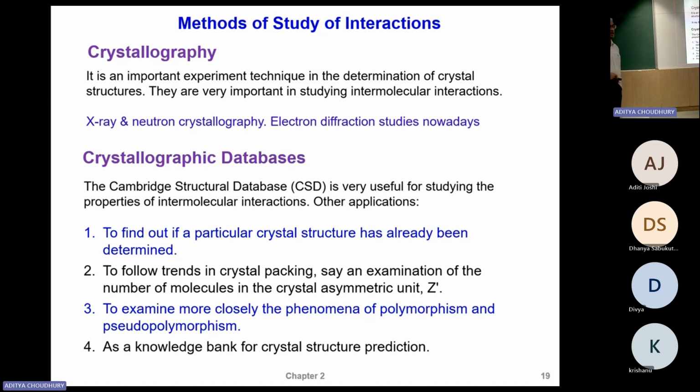Polymorphism: you may have a new crystal structure, but a different form may have been reported before, a different polymorphic modification. And also you can use this as a knowledge bank for crystal structure prediction. How you can use it for prediction of crystal structures.